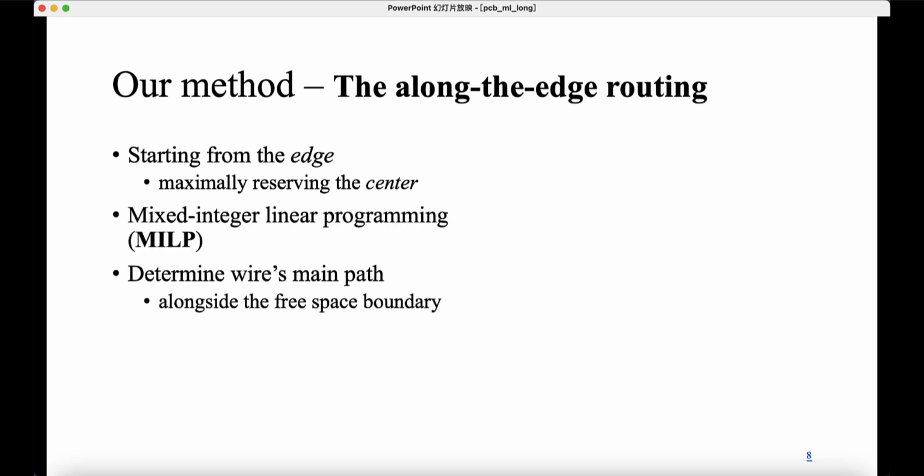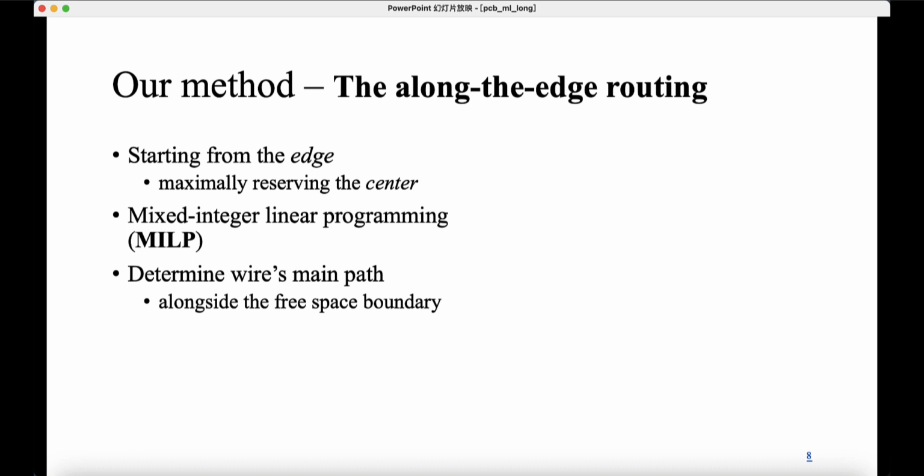We implement our routing algorithm by constructing a mixed integer linear programming model to determine the wire's main path between its two target pins alongside the free space boundary. A wire is formed by several vertical and horizontal segments. When two consecutive segments span in an orthogonal direction, a bend occurs, and the point of the bend is referred to as the bending point.